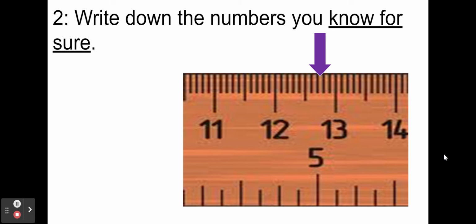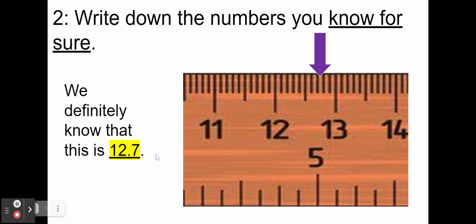Next, what we need to do is write down the numbers that we know for sure. So we have certainty about them. We're going to write those down first. If we look at where our arrow is pointing on this ruler, we know that it's definitely at least 12. If I count my markings in between, I have 1, 2, 3, 4, 5, 6, 7. I know that it is somewhere between marking 7 and marking 8. So I know with certainty that this measurement is definitely 12.7.